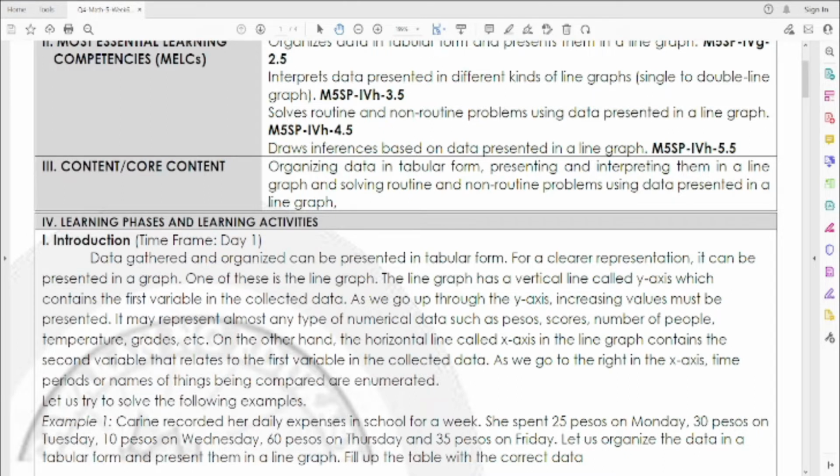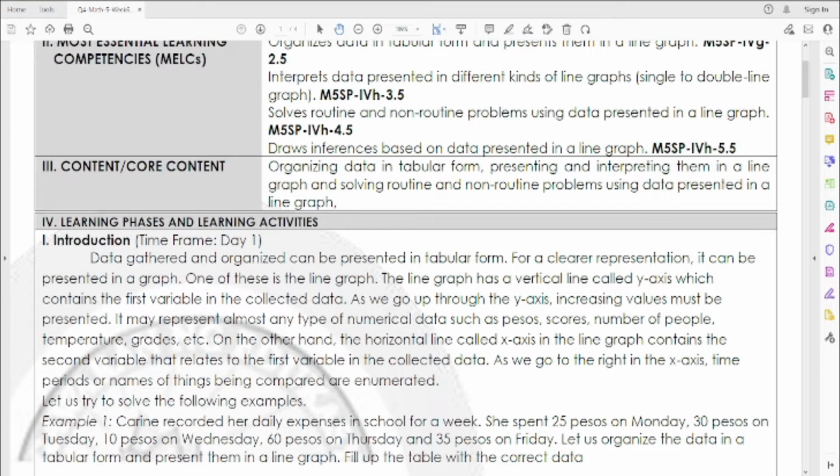The line graph has a vertical line called the y-axis, which contains the first variable in the collected data. As we go up through the y-axis, increasing values must be presented. It may represent almost any type of numerical data such as pesos, scores, number of people, temperature, grades, etc.